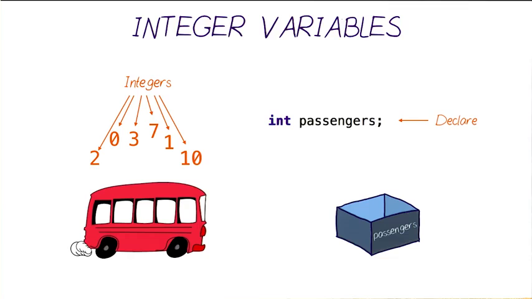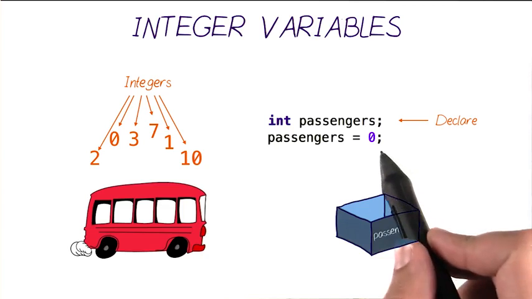This variable now can be used to store any integer number, which can easily change as more people go on or off the bus. So, let's start using it. The first thing we need to do is set it to 0. We do that by typing in the variable name followed by this equal sign and then the value we want to set it to, in this case 0.